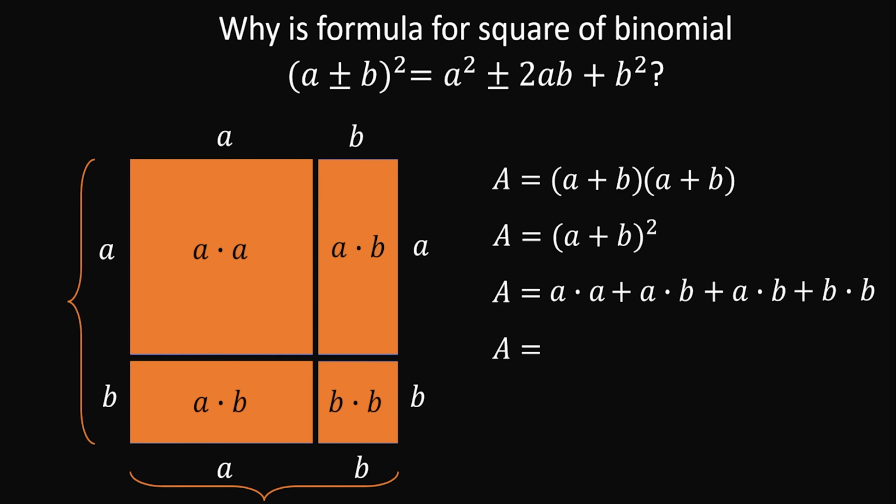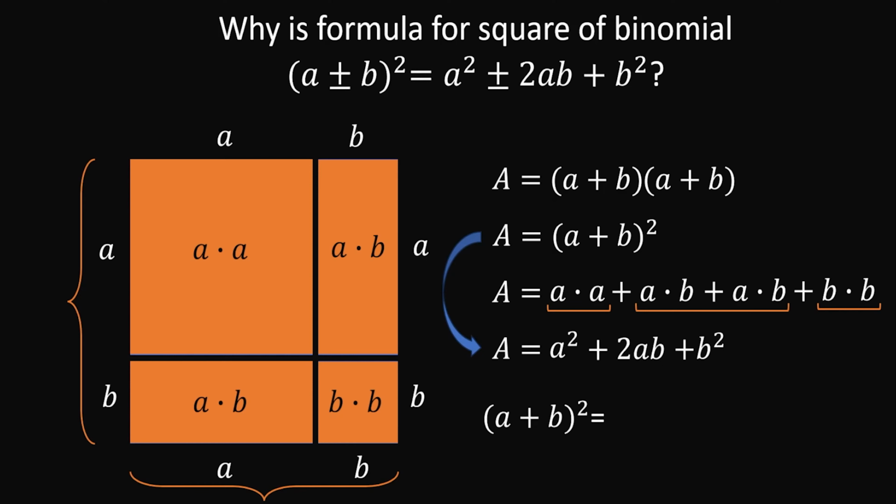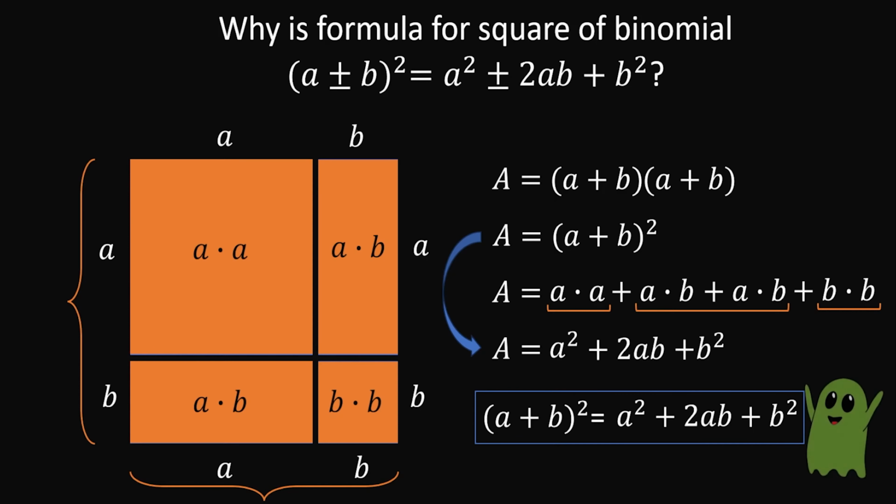Now, the overall area is equal to a times a, which equals a squared, plus a times b and plus a times b, that equals 2ab, and b times b equals b squared. Now we can substitute the value of the area from the second row, and we will get that (a plus b) squared is equal to a squared plus 2ab plus b squared, and this is our formula.